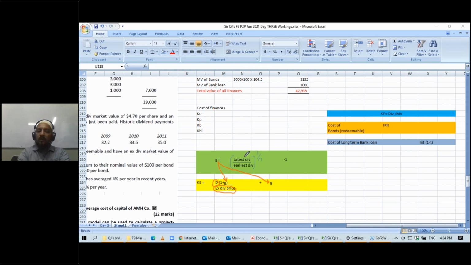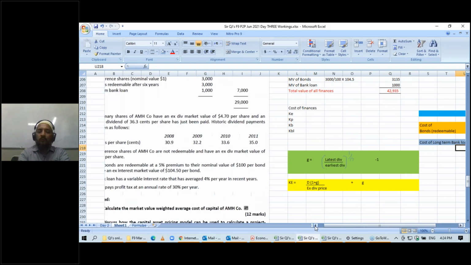Now in order to know the growth rate, we need two items, the latest dividend and the earliest dividend, and the number of years. The number of years will always follow the n-1 rule. So if we have 4 dividends, we will use 3 years, not 4. Four dividends means the change has taken place in 3 years, right? Why is n not 4? We will take it as 3.